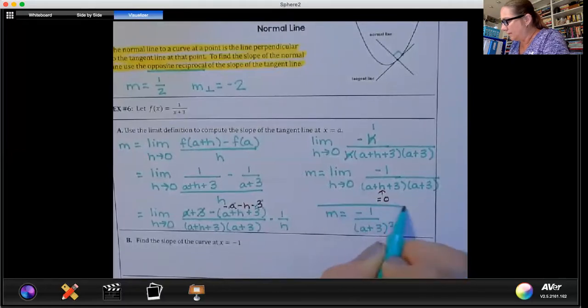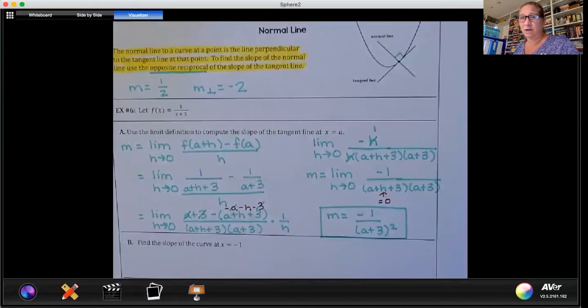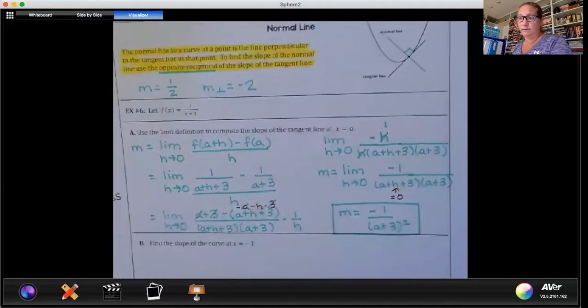Now that formula is going to help us in the rest of the problem, which also leads me to the point: if you mess up on part A, parts B, C, D, and E are probably going to be wrong. So make sure that you pay real close attention to what you're doing.